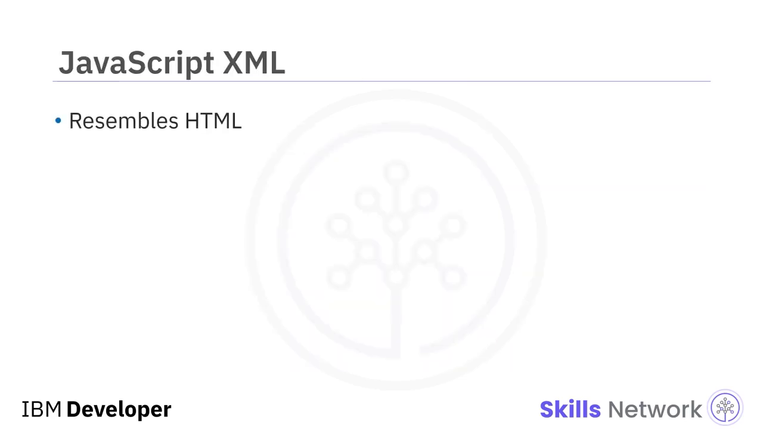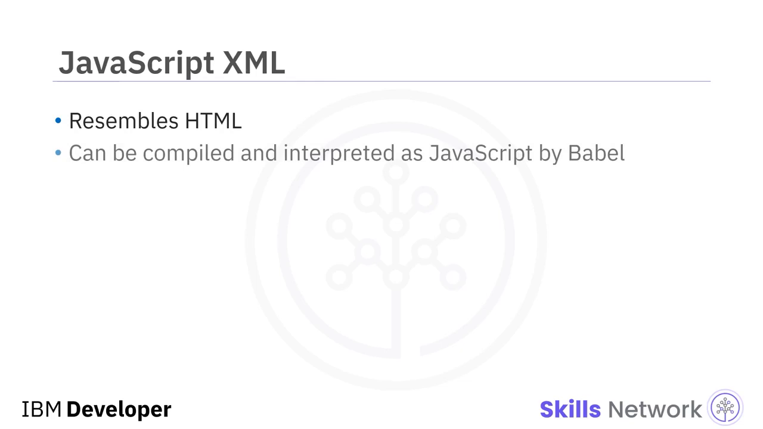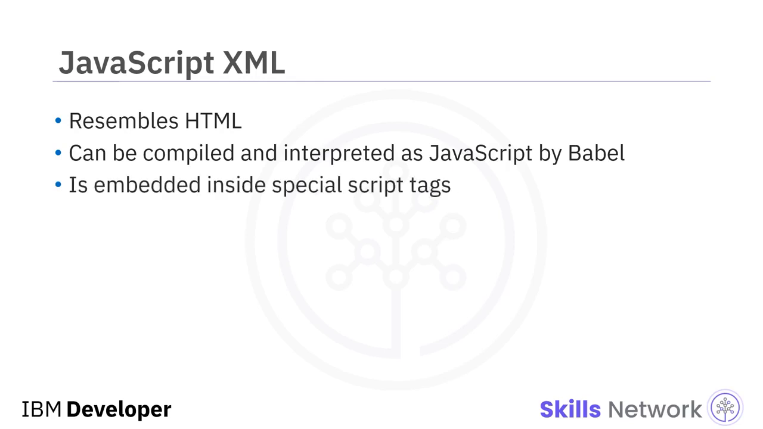Now, React uses a special markup language called JavaScript XML or JSX, which resembles HTML. JSX can be compiled and interpreted as JavaScript by Babel, a special in-memory tool. JSX is embedded inside special script tags where the type attribute specifies the content that requires Babel.